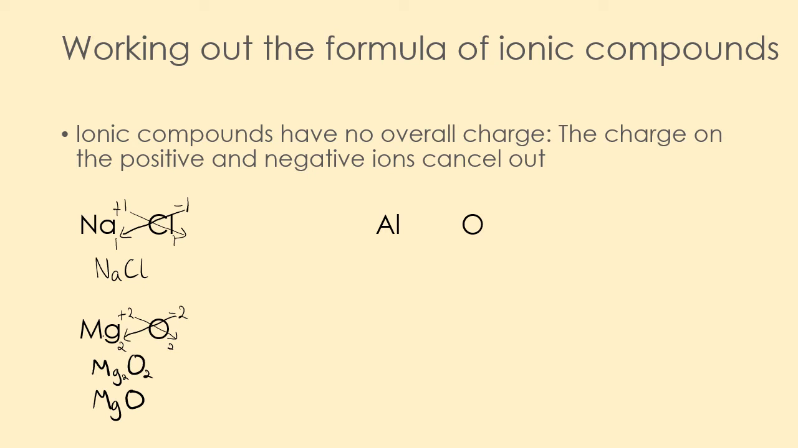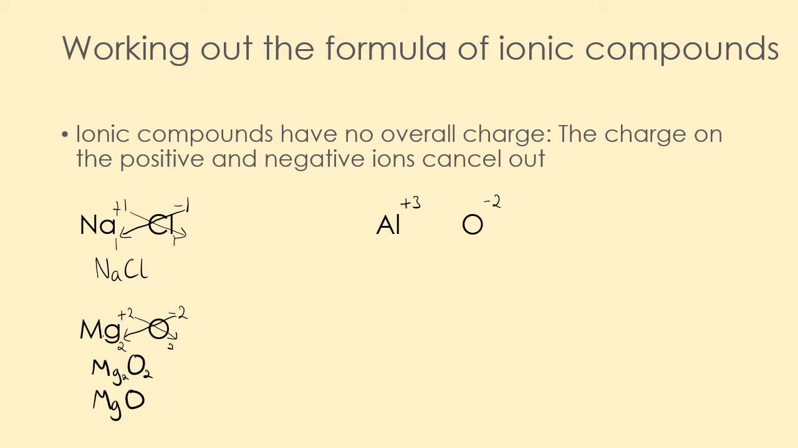Now, having a look at another one, so aluminium oxide. Getting a bit trickier now. Aluminium is in group 3, so it has a charge of +3. Oxygen is in group 6, so it has a charge of -2.